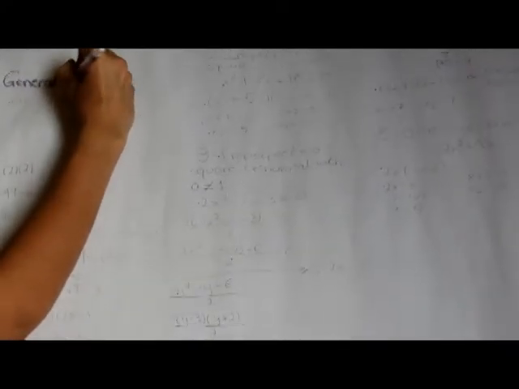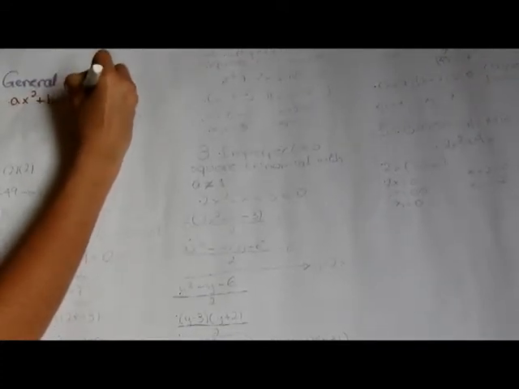First, a second grade equation is an equation represented by a quadratic polynomial. Its general form is x squared plus bx plus c. This kind of equation always will have two results or two solutions.